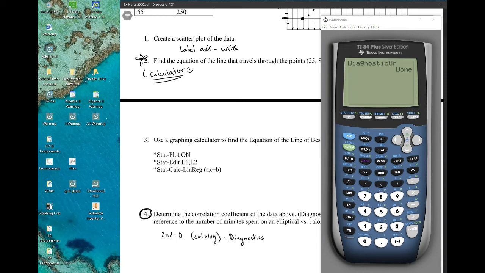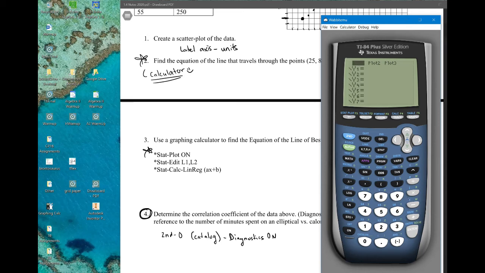So next, let's actually graph this. Let's go to Y equals. To turn the scatter plot on, if you just go up to Plot 1 and hit enter, and you go down, see how it's dark now up here? That means it's turned on. So real quick, off, on. Off, on. Next, let's go to stat edit, L1, L2.